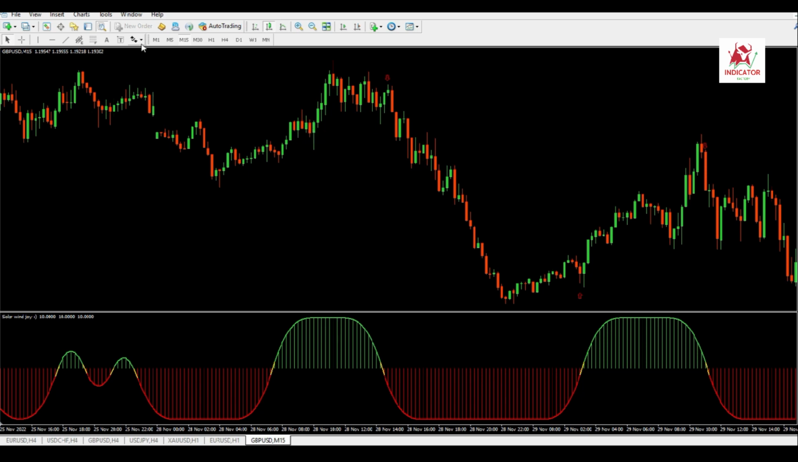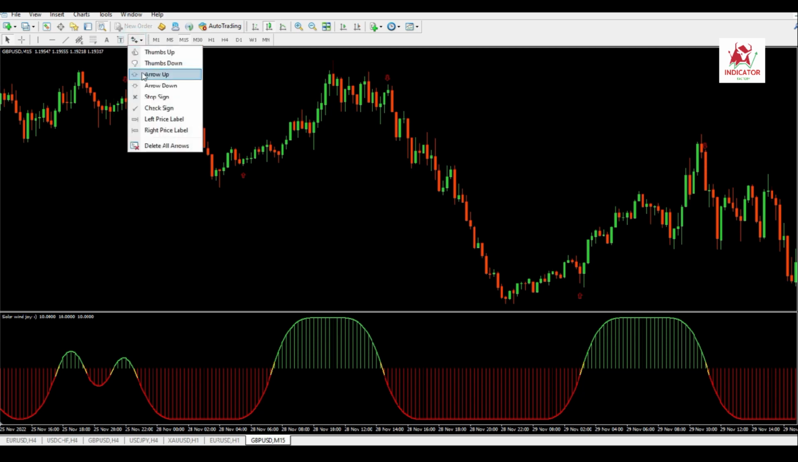Solar Wind Joy indicator buy strategy. The histogram bar should cross above the zero line, closing the green bar. Wait for the price bar to close bullish and then enter the trade. Place the stop loss around the recent swing low. Exit when the green histogram bars start shrinking and the indicator line directs downward.